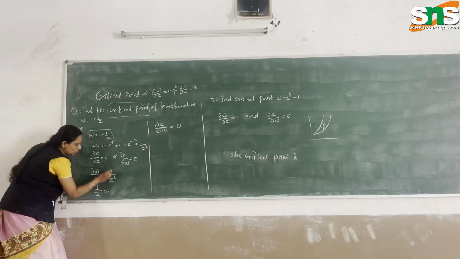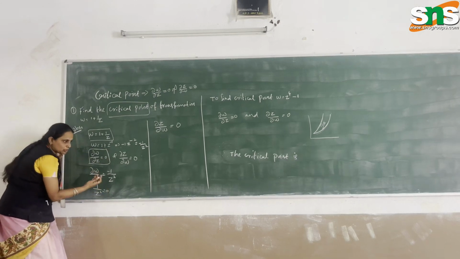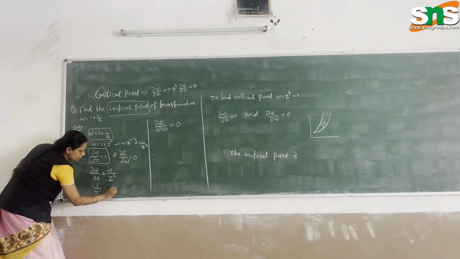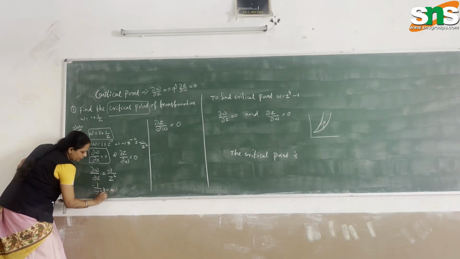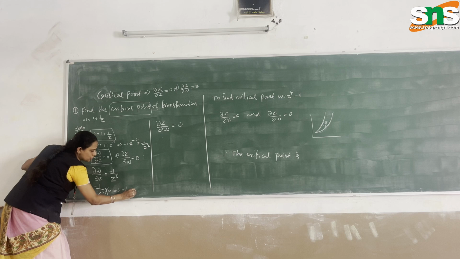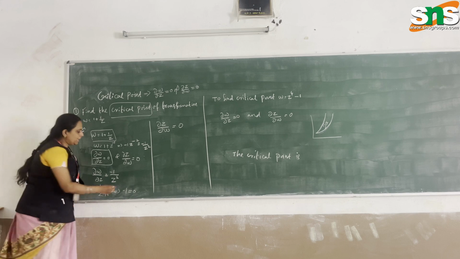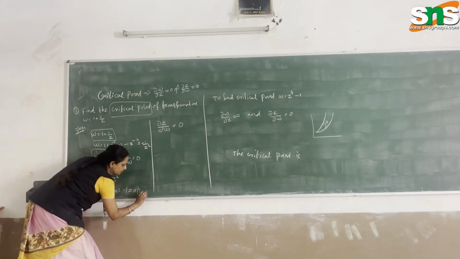Then we take dou w by dou z equal to 0 to find the critical point. Using cross multiplication, minus 1 equal to 0. Here minus 1 is equal to 0, no, it is an impossible case.